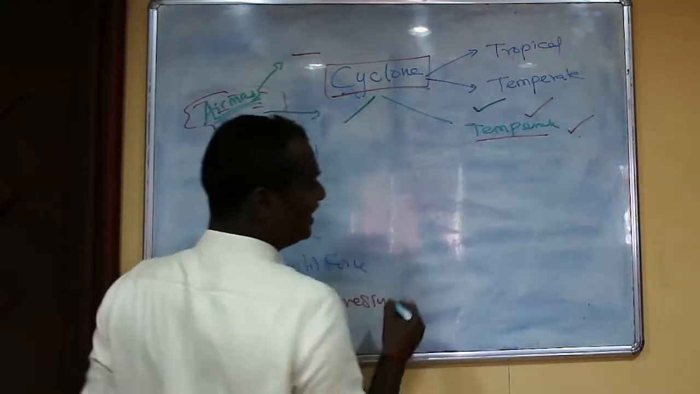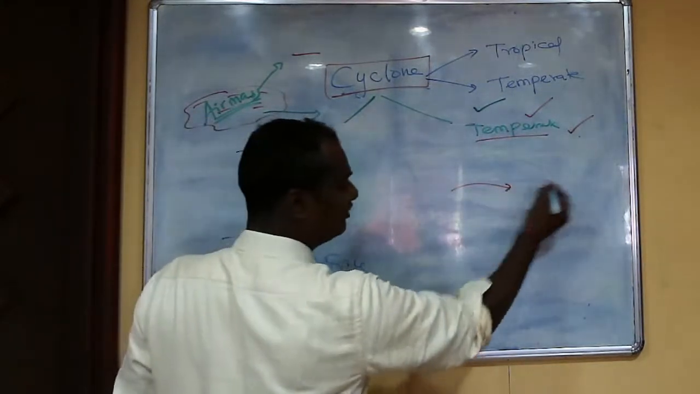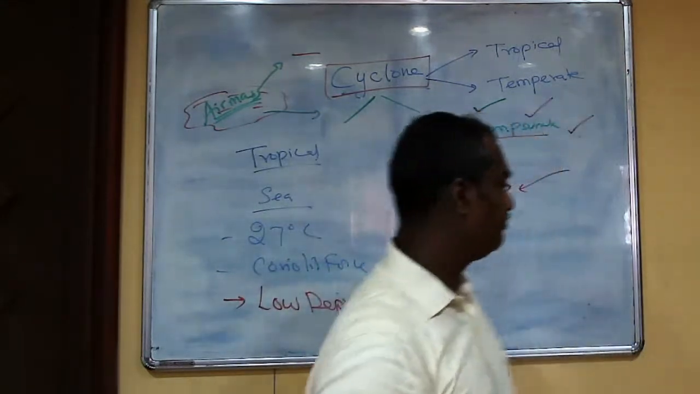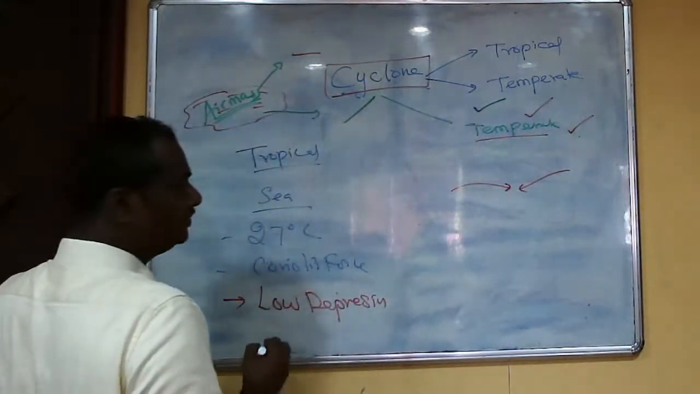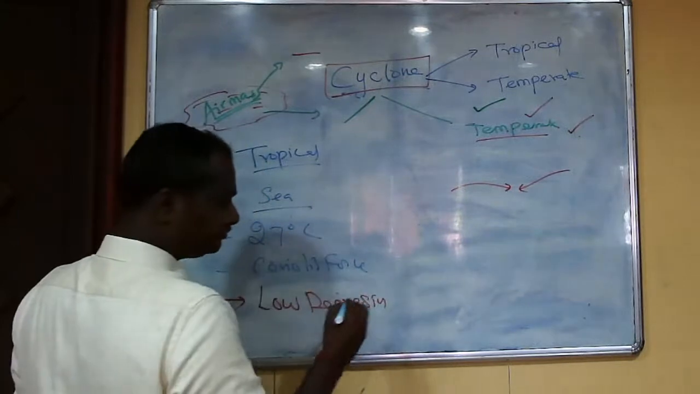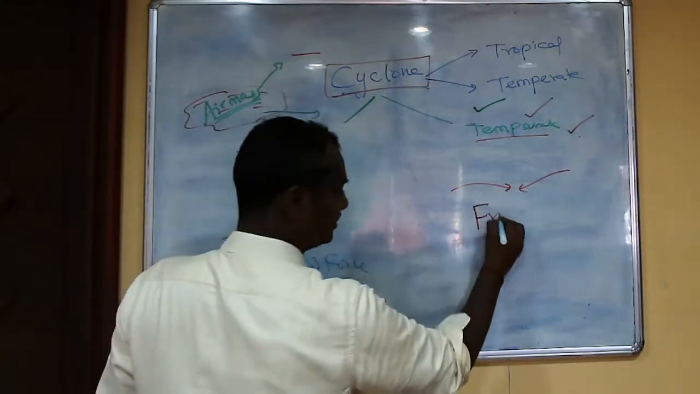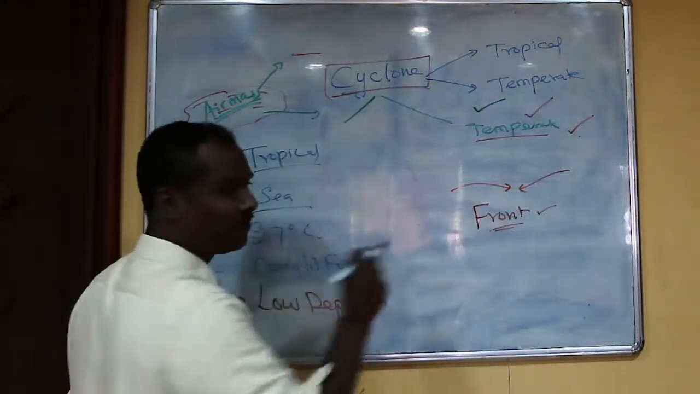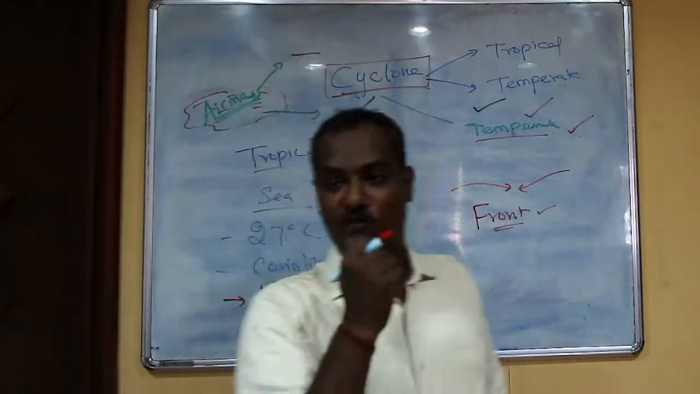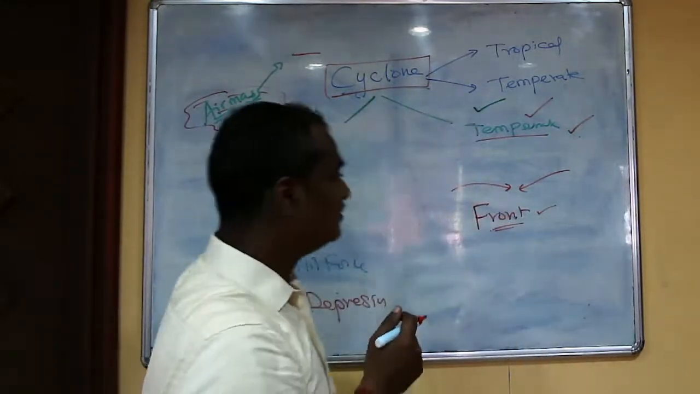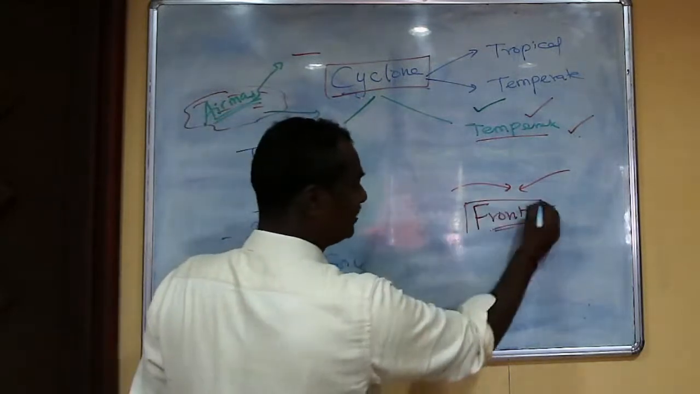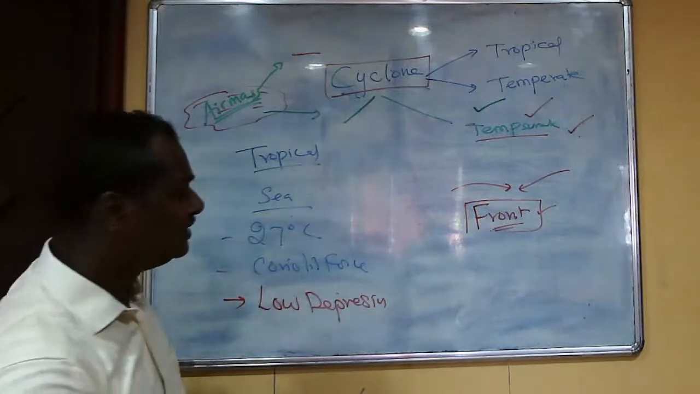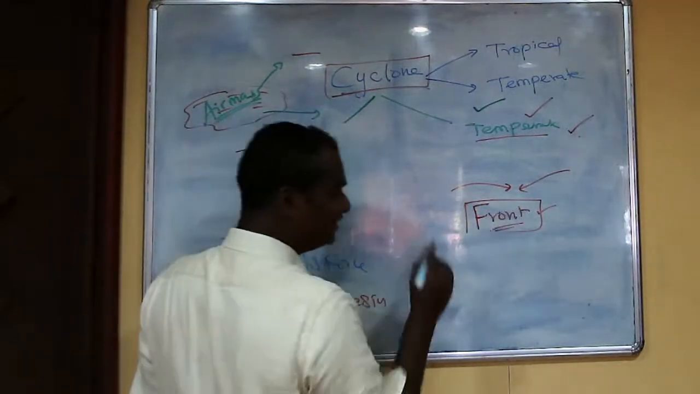Here it is formed on land as well as sea. What is it? A mixing of two air masses, and front formation. I have seen this several times. They are asking about the frontal cyclone: in which cyclone is a front formed? It is the temperate cyclone, frontal cyclone, also known as extra tropical cyclone or polar frontal cyclone.